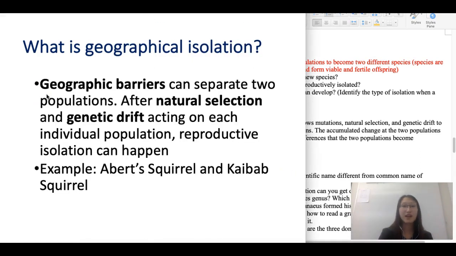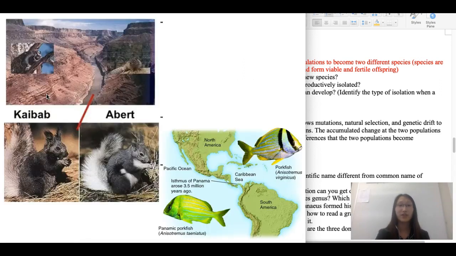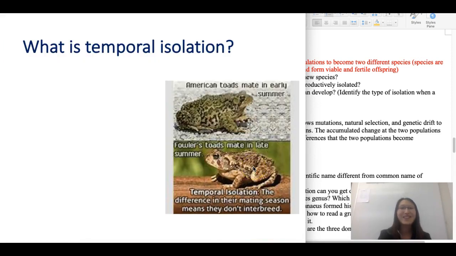The next one is called geographic isolation. When two populations are geographically separated from each other, then they might end up becoming two different species. The reason is that many things can happen to the two populations. There could be natural selection, genetic drift, or mutations that act on the two populations separately, so that eventually they are adapted to their own environment. And if the environment is different, then these two populations can end up becoming two different species. So that's geographic isolation, for example, these two squirrels and these fish.